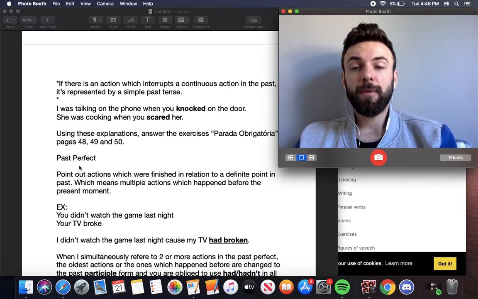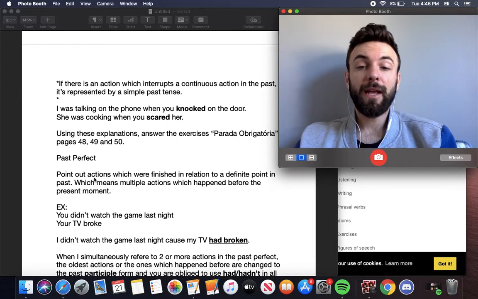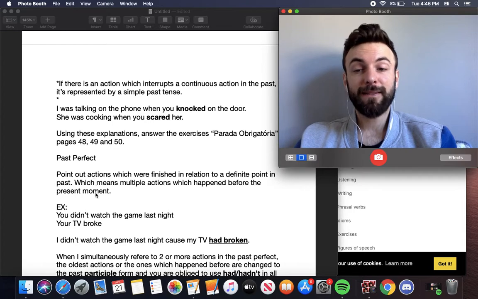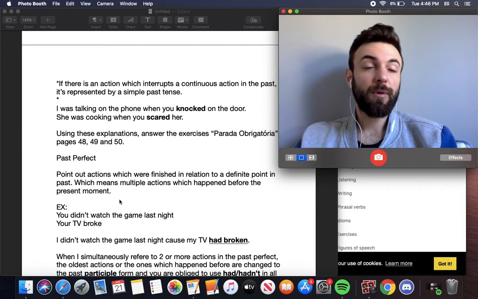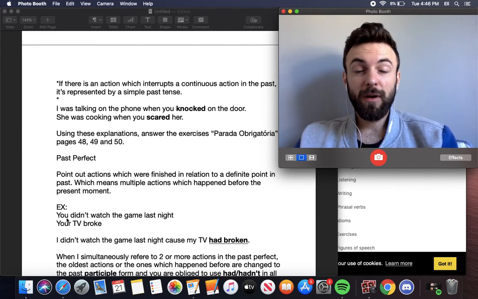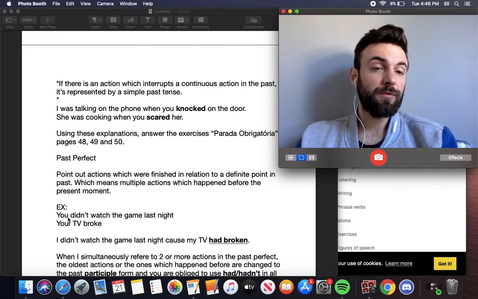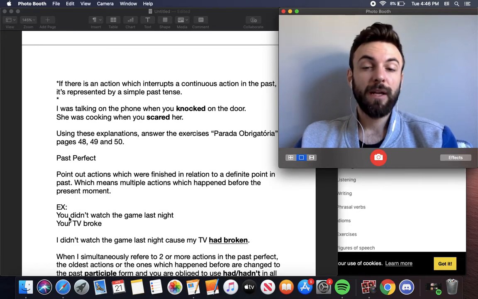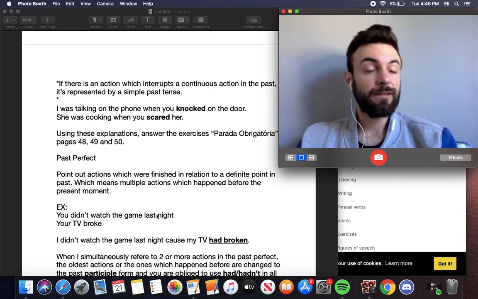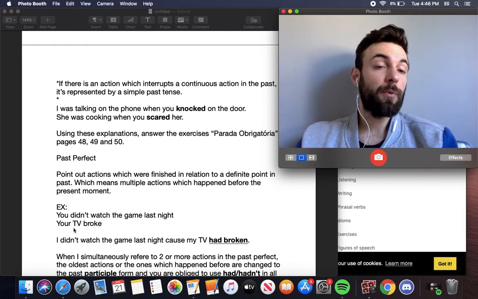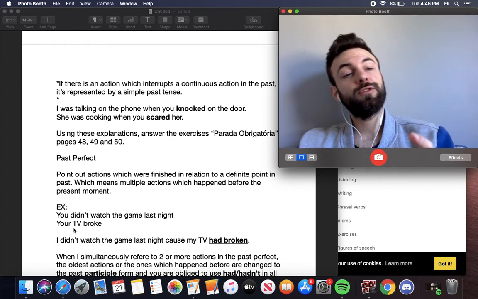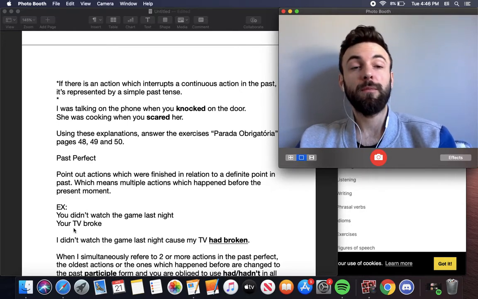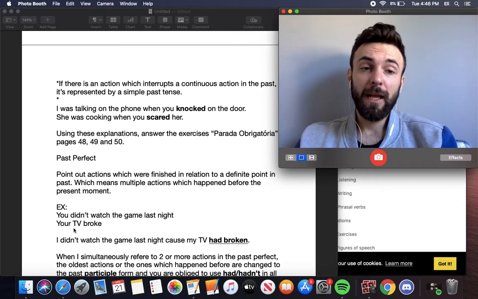For the past perfect, we point out actions which were finished in relation to a definite point in the past, which means multiple actions which happened before the present moment. Example of two actions that happened before the present moment: you didn't watch the game last night and your TV broke. However, to join those two sentences in chronological order, we must conjugate the verbs differently, being one in the simple past and the other in the past participle.